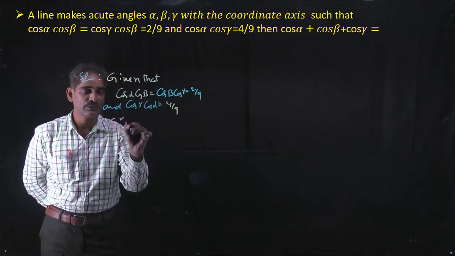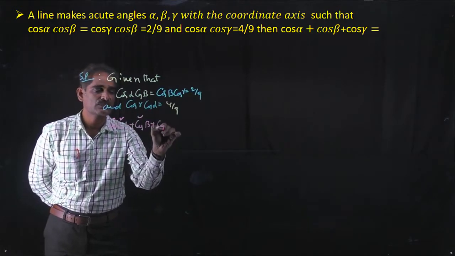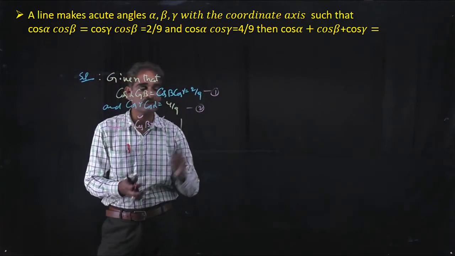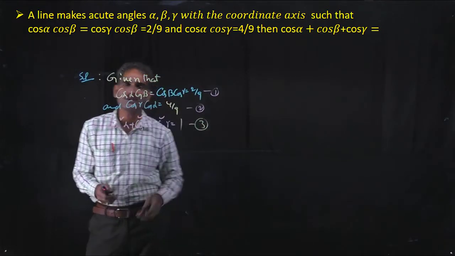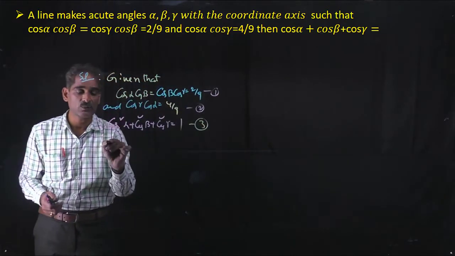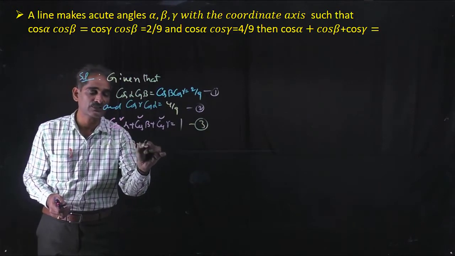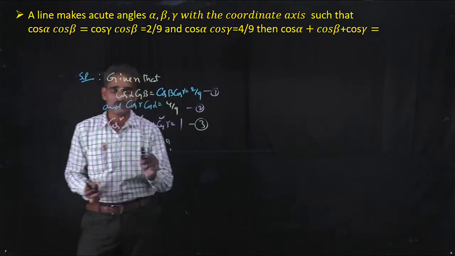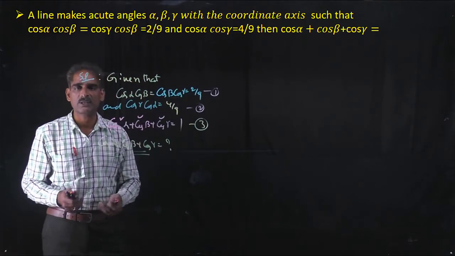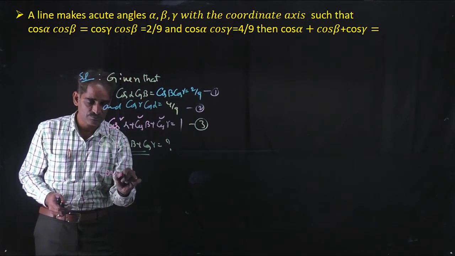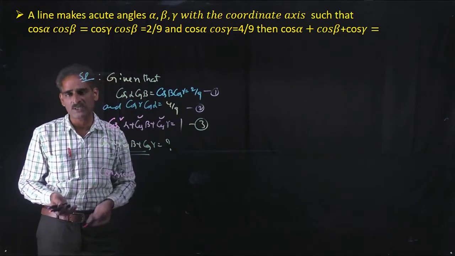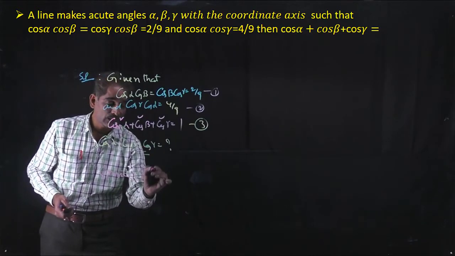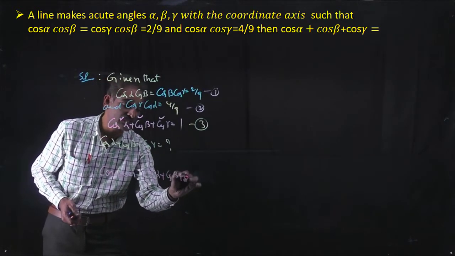cos square alpha plus cos square beta plus cos square gamma is equal to 1. So this is the first equation, this is the second equation, this is the third equation. With the help of these three, we have to find out the expression value cos alpha plus cos beta plus cos gamma. For that, consider the square of this expression to get this type of terms. So first of all you have to find out cos alpha plus cos beta plus cos gamma whole square.